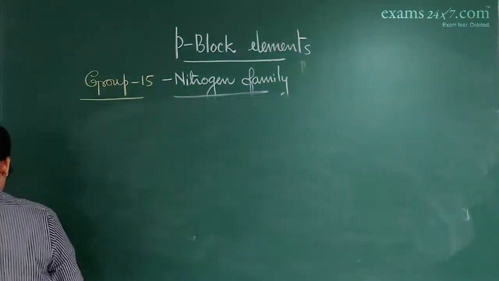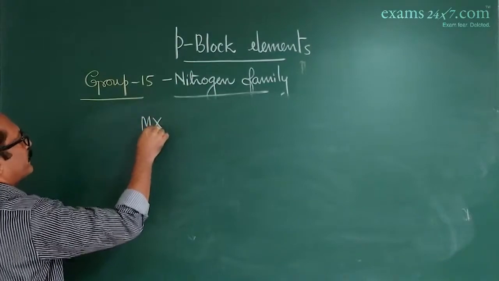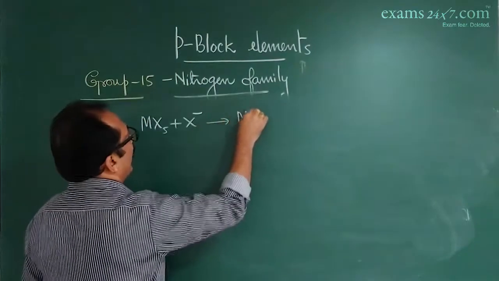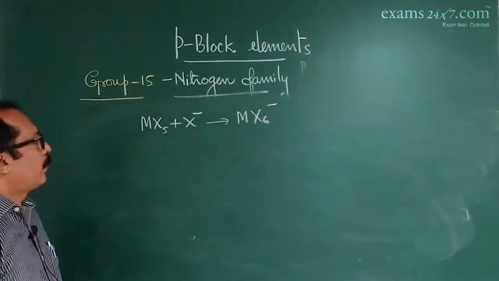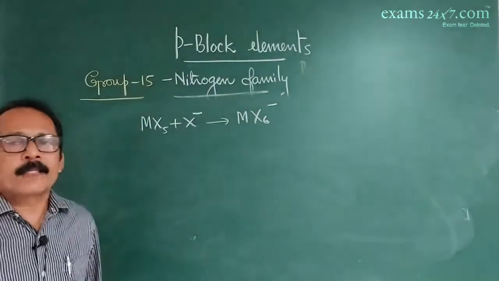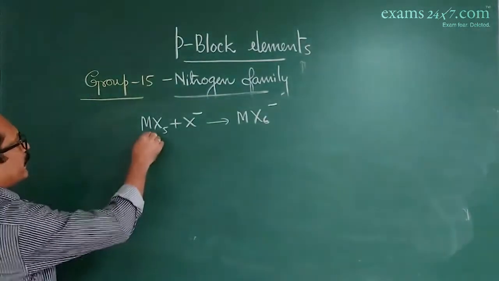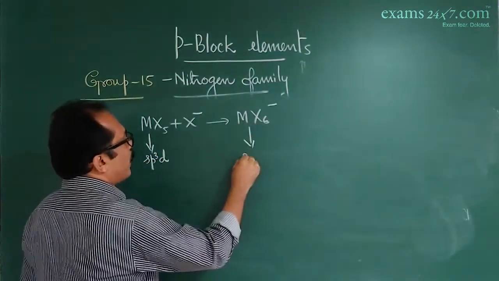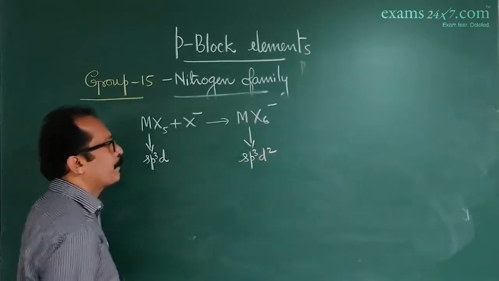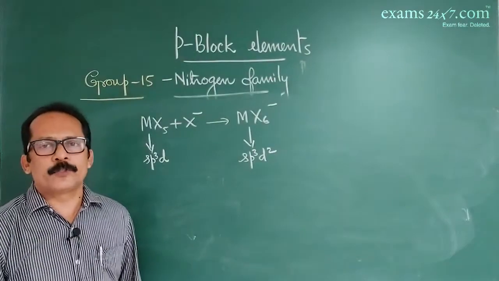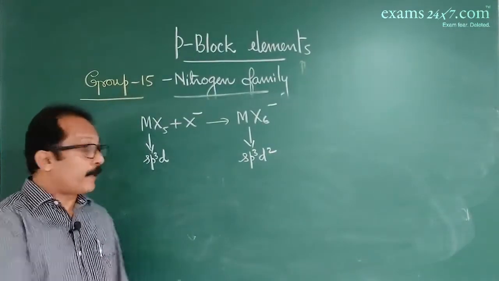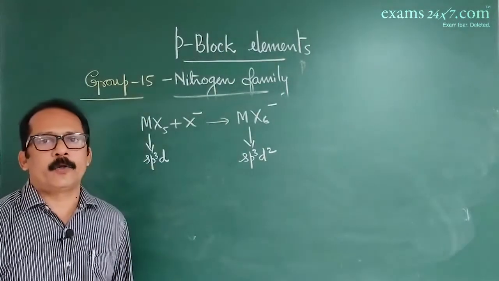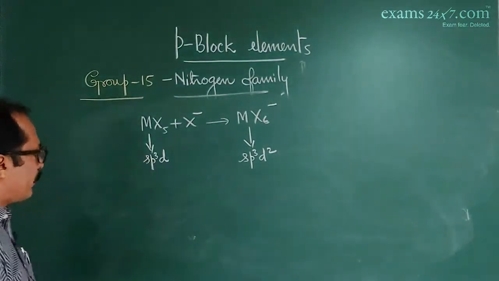Now, in the pentahalides, MX5 reacts with a halide ion to give MX6 minus. Here, during this process, the hybridized state changes from sp3d to sp3d2, and the geometry changes from trigonal bipyramidal to octahedral. So this is about halides.